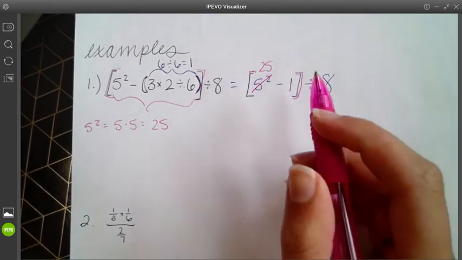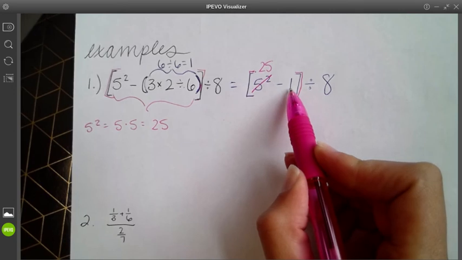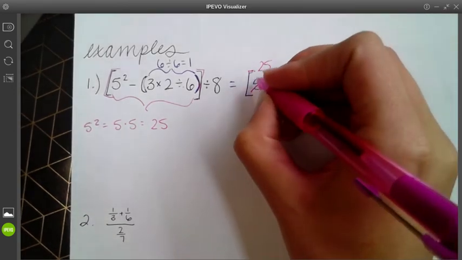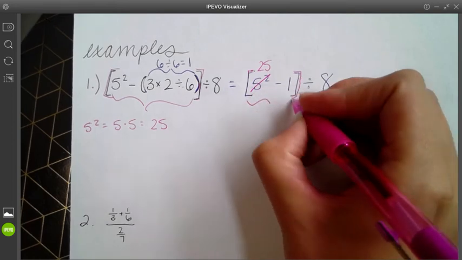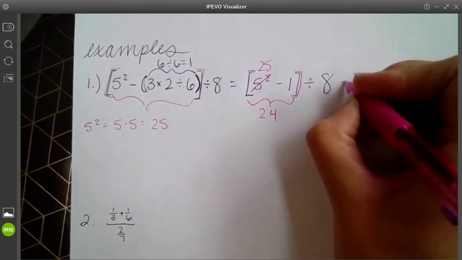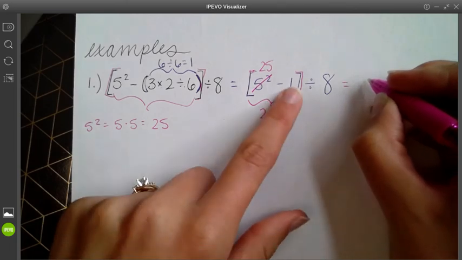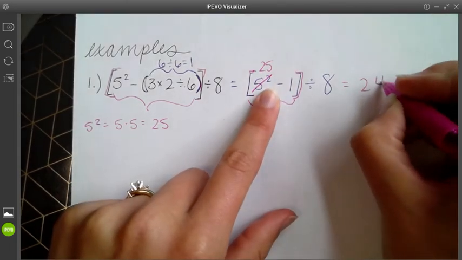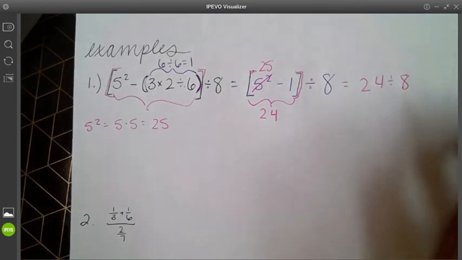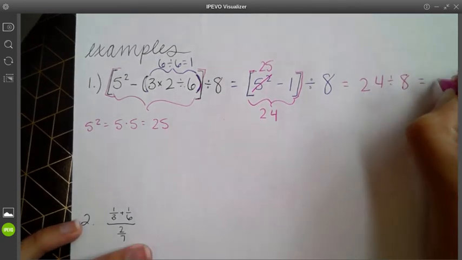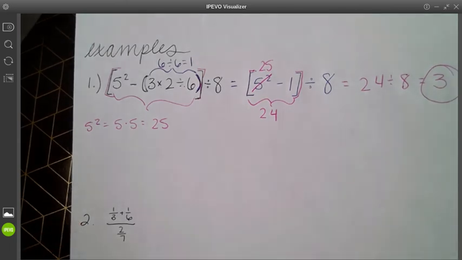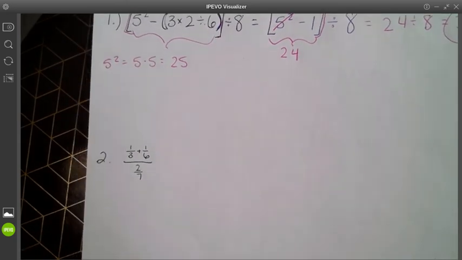Okay, so now I have 25 minus 1, which is 24. Okay, so everything in here is 24, that whole group. So I'm going to rewrite it. So this whole group was 24, and then divide by 8. So now we just have one operation, so we can do it. 24 divided by 8 is 3. And we're done.